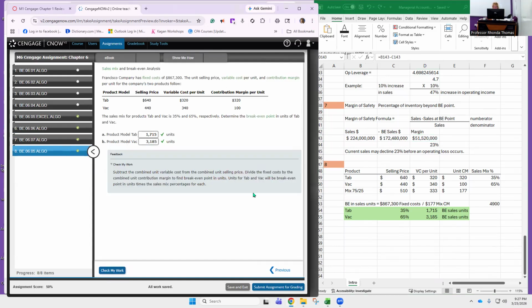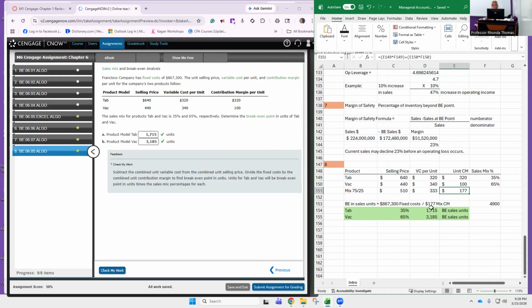Okay, and then this last one is another sales mix. Shouldn't be too bad. I just put in the new selling prices, the new variable costs, the new unit contribution margin. This one I have is 35% and 65%. Okay, the break even. No, the fixed costs are 867,300. We're just going to concentrate on the contribution margin, and we need the mix, right? So the mix is 35% of that and 65% of that added together.